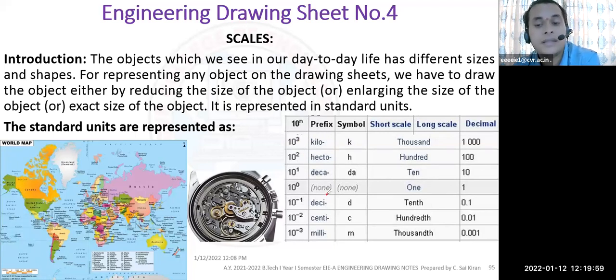Similarly, 10 to the power of minus 1 is deci, 10 to the power of minus 2 is centi, and 10 to the power of minus 3 is milli. They are represented by 1 by 10th, 1 by 100th, 1 by 1000. In terms of decimals, 10 to the power of 0 is 1, 10 to the power of 1 is 10, 10 square is 100, and 10 cube is 1000. Instead of saying 1000 every time, we call it kilo. Instead of saying 100, we call it hecto. Instead of saying 10, we call it deca.